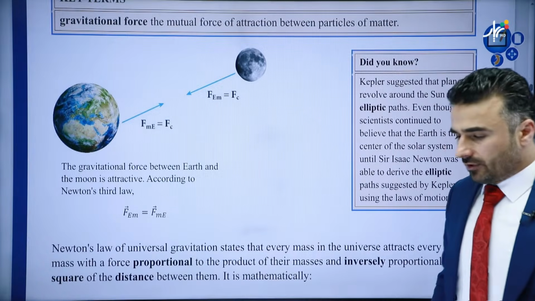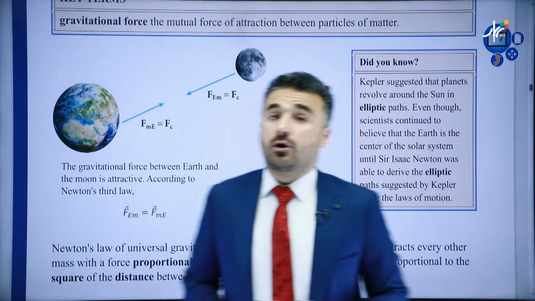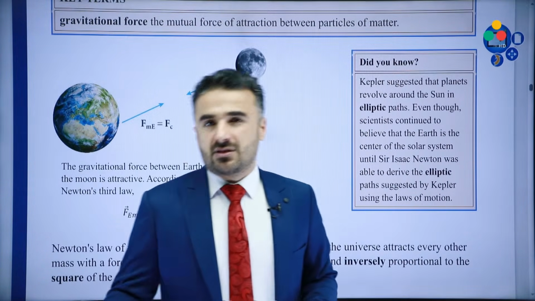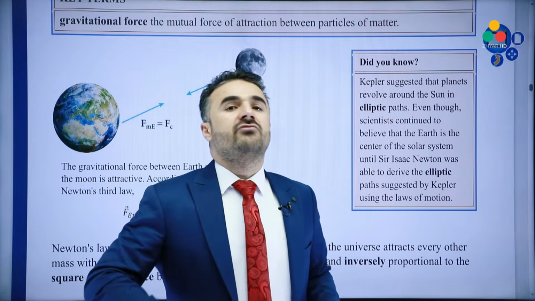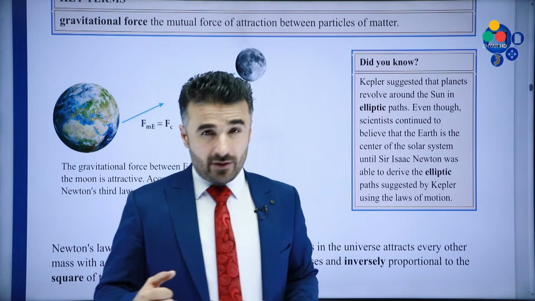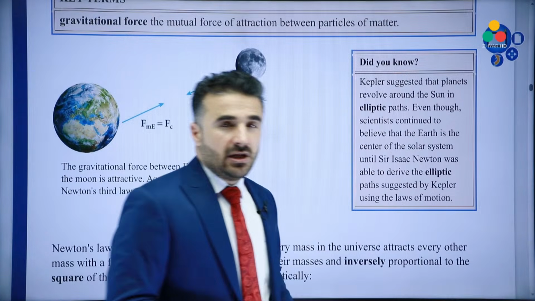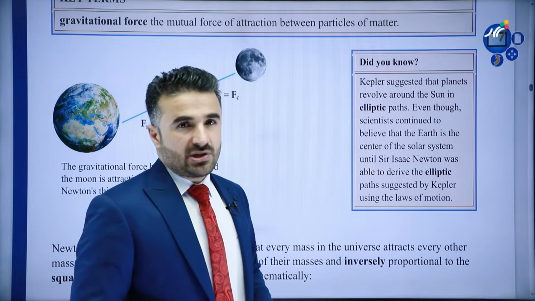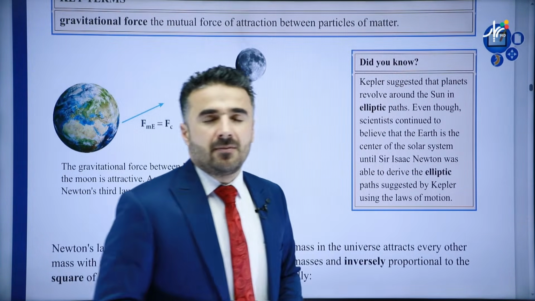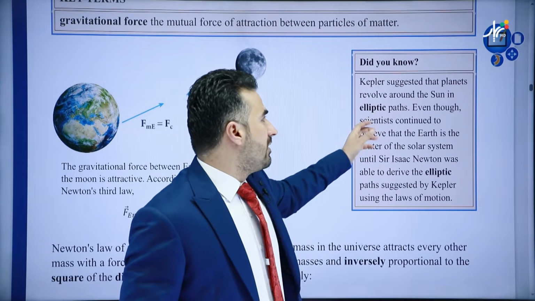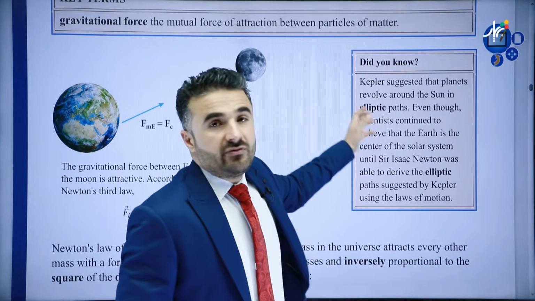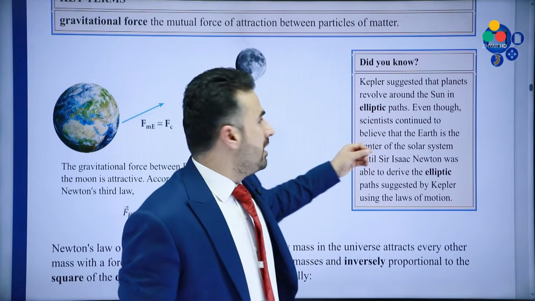Of course, before Kepler, scientists believed that Earth was the center of the solar system or the center of the universe, and everything else was revolving around the Earth, right? But Kepler proved them wrong. He said that planets, including Earth, all of them, are moving in an elliptical orbit around the Sun.